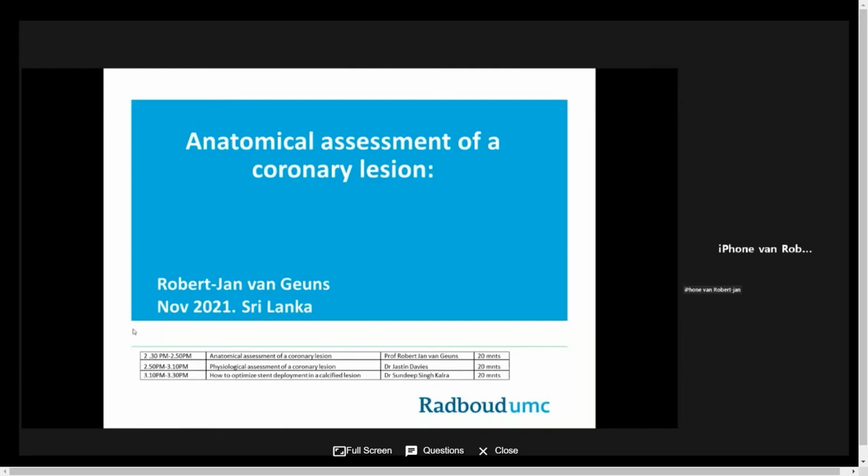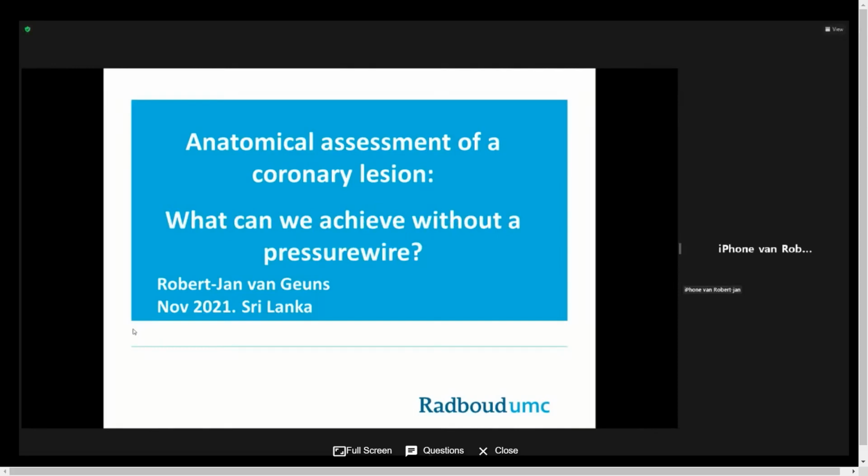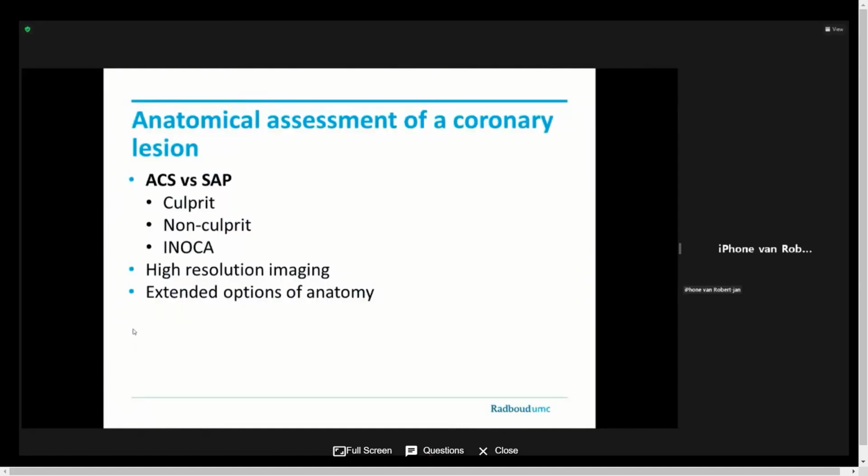The anatomical assessment of the coronary lesion. I changed the title in, why is anatomy important? Because there's more than function, as we'll see later on. Or what can we achieve without a pressure wire? And I try to discuss that in the next 20 minutes. And for that we will focus both on ACS and stable angina patients with culprit lesions, non-culprit lesions, patients without any lesions, and high-resolution imaging, and extended options of anatomy.